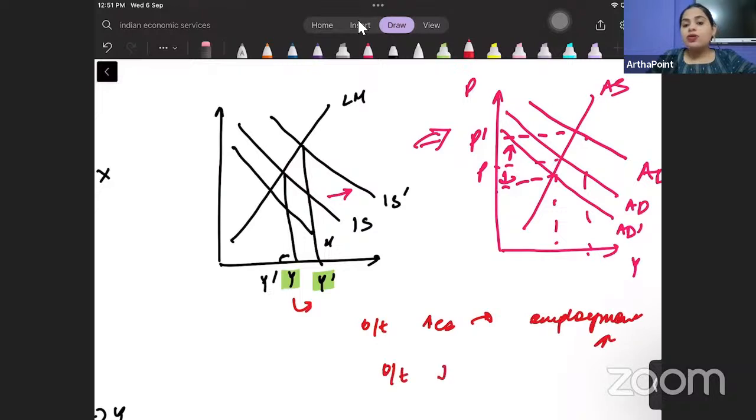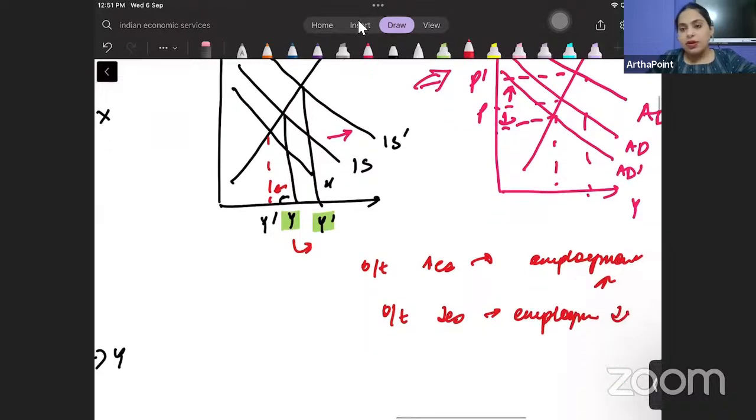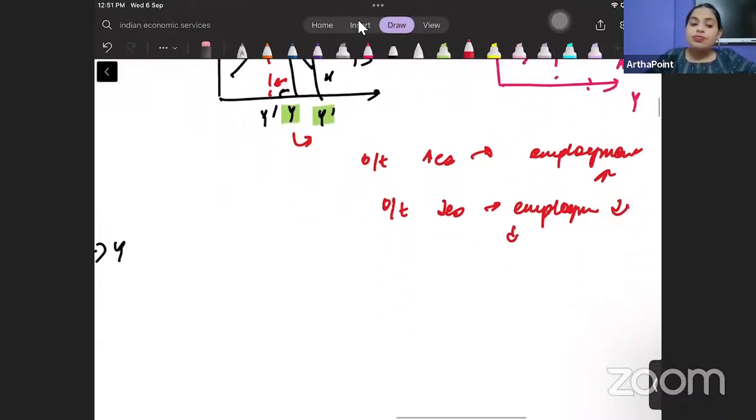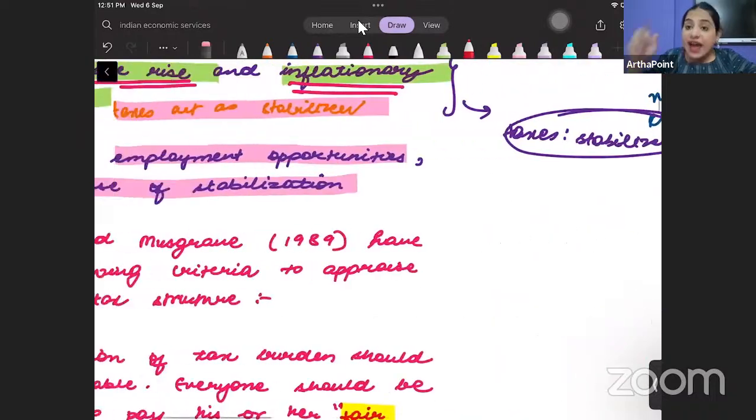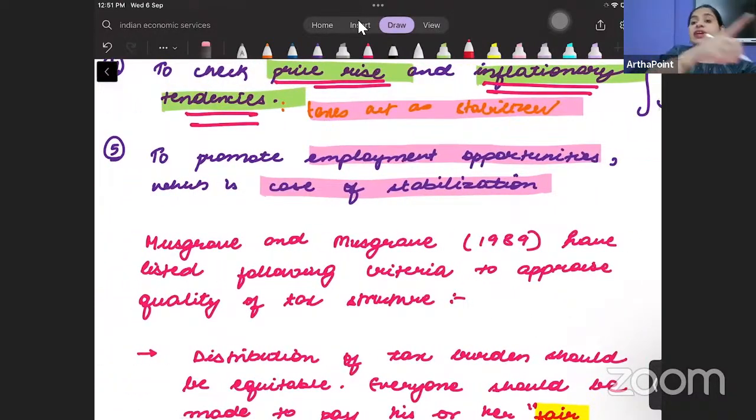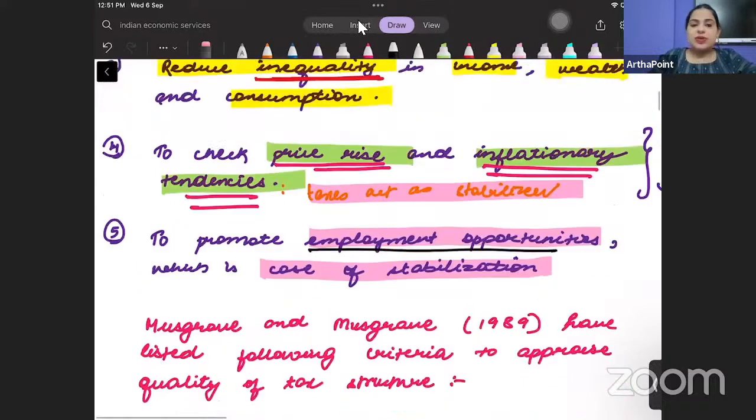And when your output decreases, that means IS is shifting backward. That means output is decreasing, so I need fewer people. Employment will decrease. And when employment decreases, I will create a series of problems in the economy. So the point here is that taxes are also creating or destroying employment opportunity. Taxes affect employment too. So these are the different reasons why taxes are used.